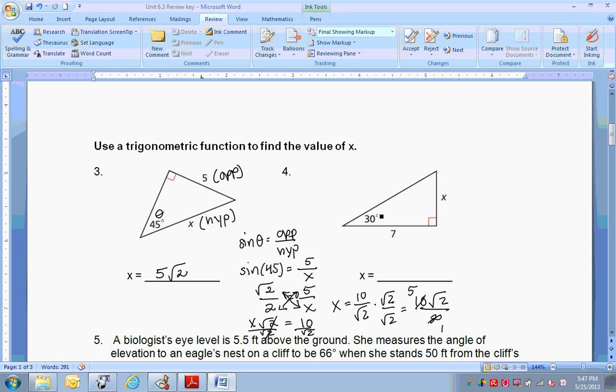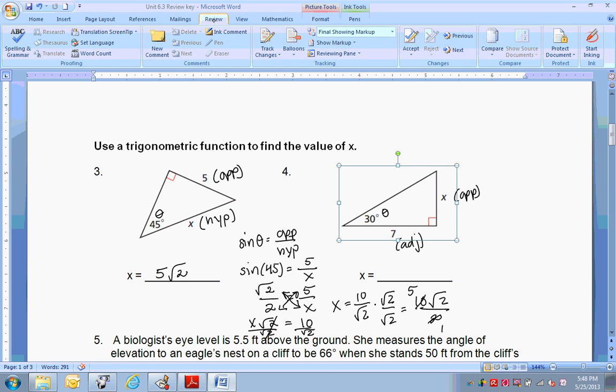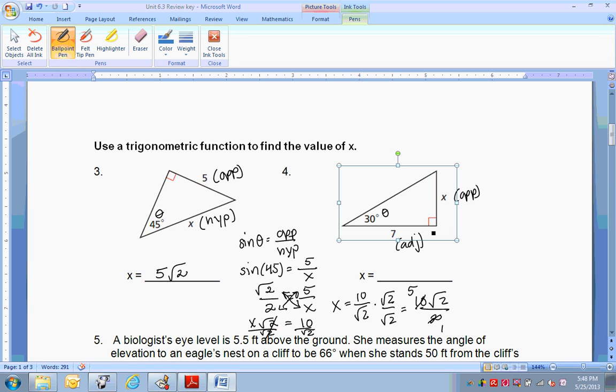Okay, now moving on to this side, they've given us 30 as our theta. The side opposite from our theta is x, and the side next to our theta that's not our hypotenuse is our adjacent side. This other side is our hypotenuse, so make sure you're not mixing up those two things.